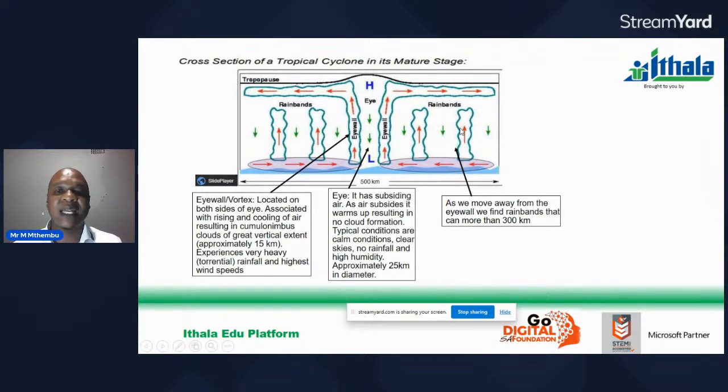Okay, and then further on we have the rain bands. As we move away from the eye wall, we find the rain bands that can cover around 300 kilometers.